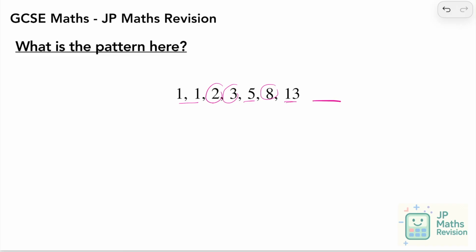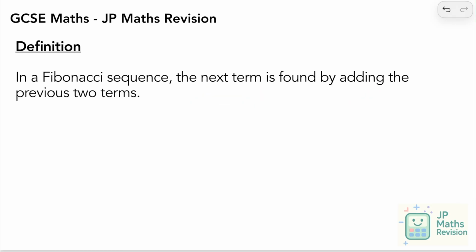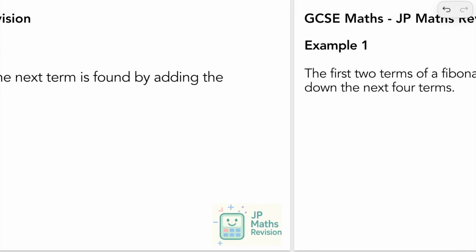So the next term would be 8 plus 13, which is 21. And then the next term would be 13 plus 21, which is 34. So in a Fibonacci sequence, the next term is always found by adding the previous two terms.